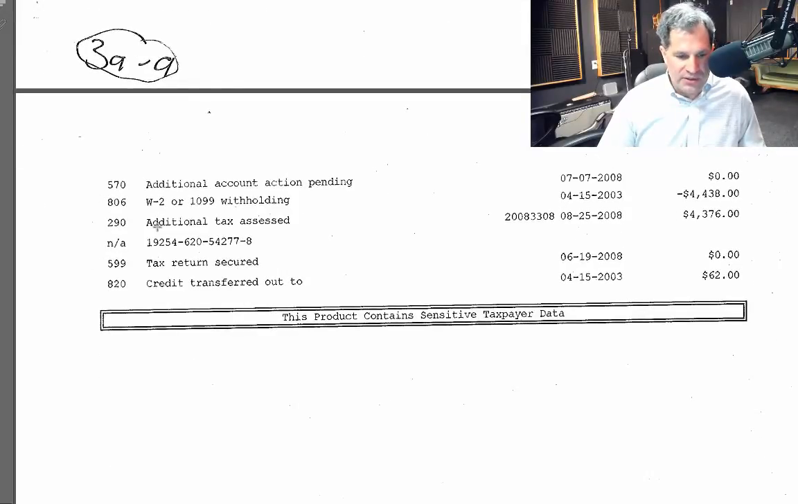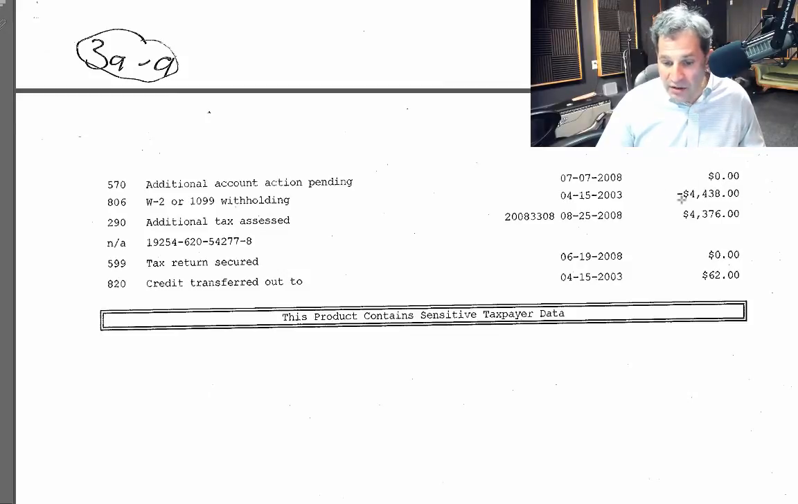Now here it comes. There it is. Additional tax assessed. So it actually wasn't all that much. This is where the IRS actually assessed it through the SFR. $4,000. So the IRS assessed $4,376.